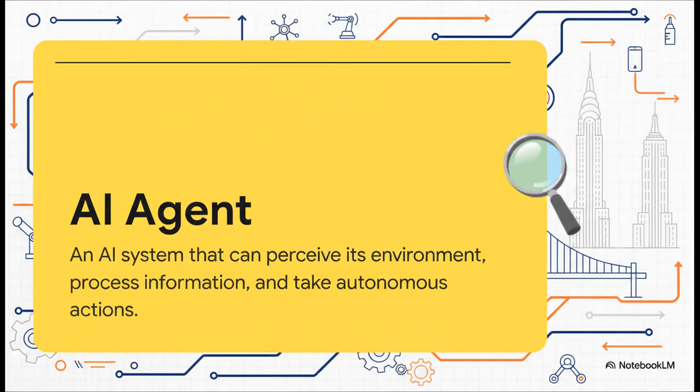Okay, so what is an AI agent, really? Well, it's not just a passive brain in a jar. It's an AI that can actually perceive its environment, process what's going on, and, this is the most important part, take actions all by itself to achieve a goal. It's this ability to act, to not just think but to do, that unlocks everything.